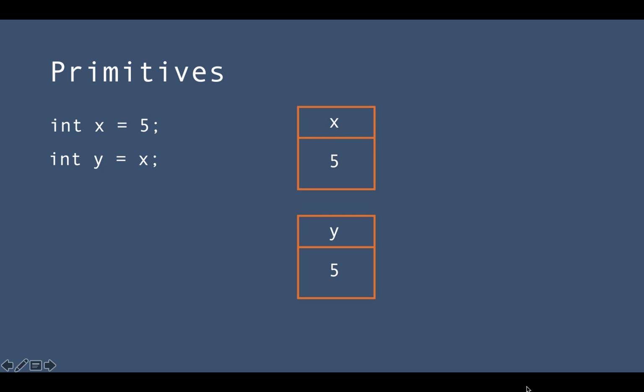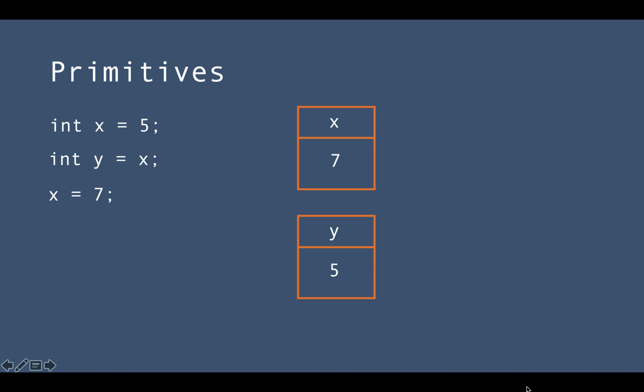So x is 5. Y is also going to be 5. They're both equal to 5 in this case. All right. Now let's just do one more line of code. We're going to say now that x is equal to 7. What happens when we set x equal to 7? Well, I think we all know that the value for x simply changes to 7.